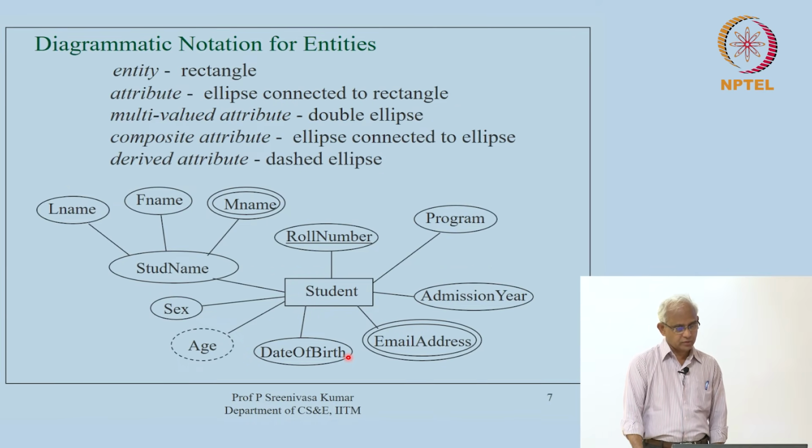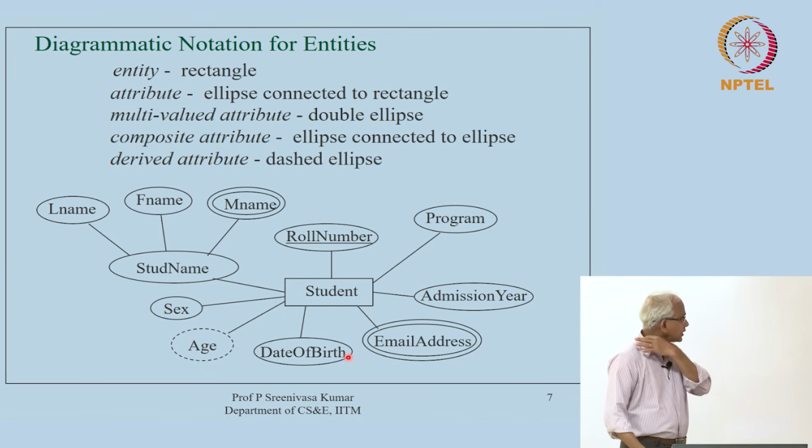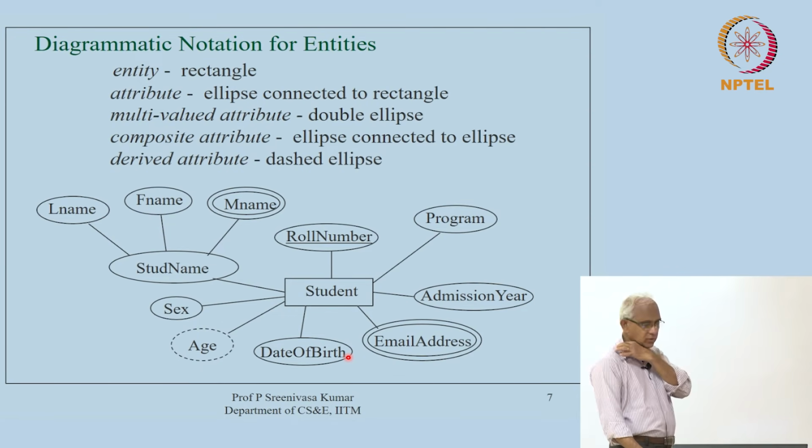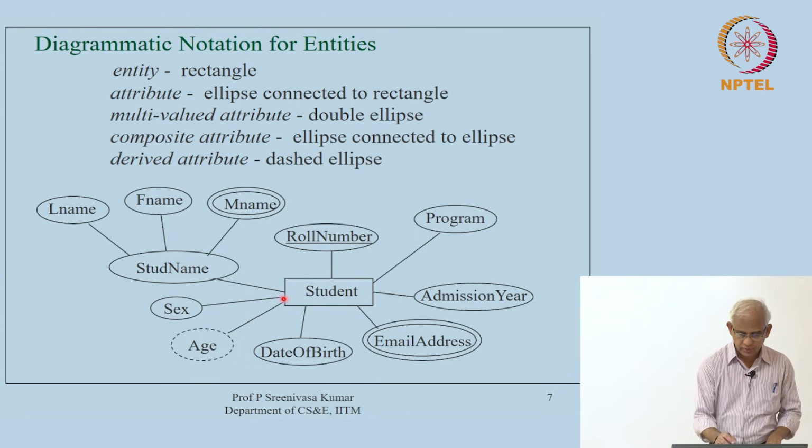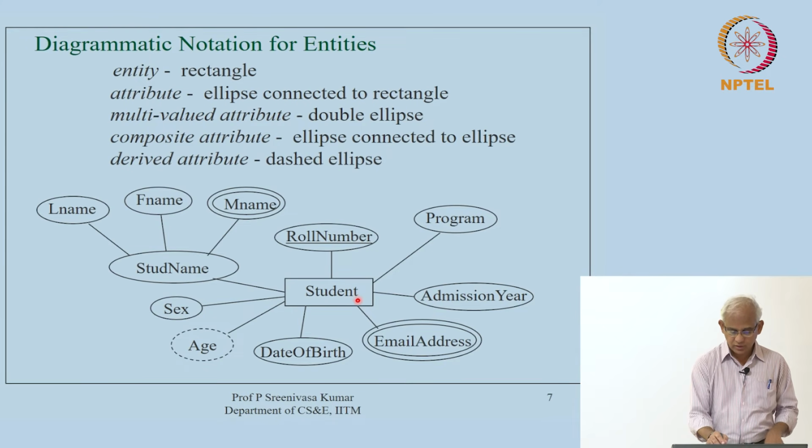So, here is the diagrammatic notation for entities that is typically made use of in this context. Let me describe this to you. We write the name of the entity like this, student. We typically do not write students. We do not write the plural of the noun there. So, usually we write just the singular name, student.